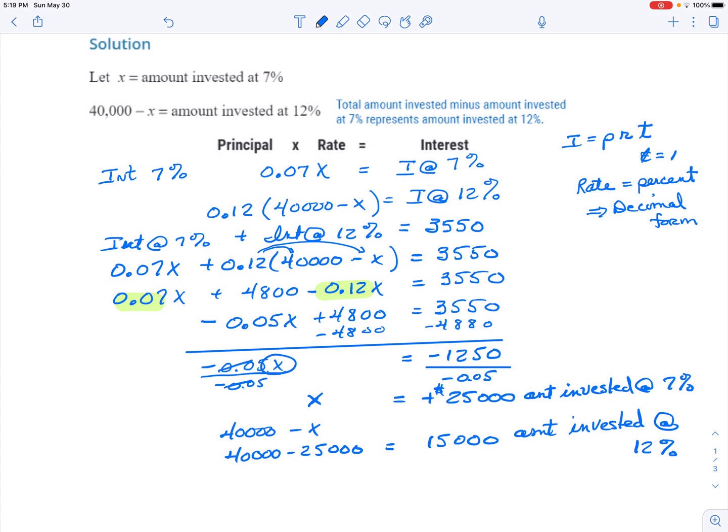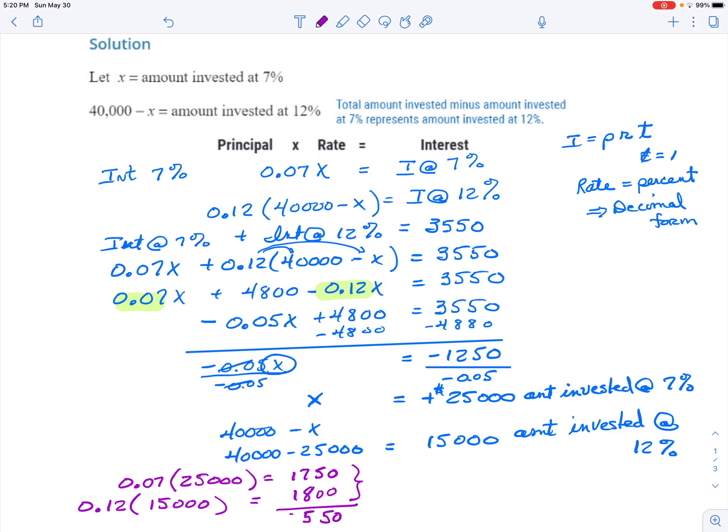Okay, so if you wanted to go back and do a quick check on that, you could take 0.07 times x, which was the 25,000, and 0.12 times the 15,000. That was the other amount, 40,000 minus x. And I haven't done that. Hold on, let me grab my calculator and do 7% of 25,000. And that gives me 1,750. And let me do 12% of 15,000. And that gives me 1,800. And of course, if we add these back together, it brings us back to the 3,550. So that's a little check.